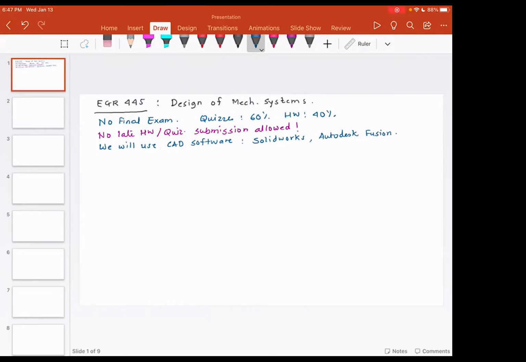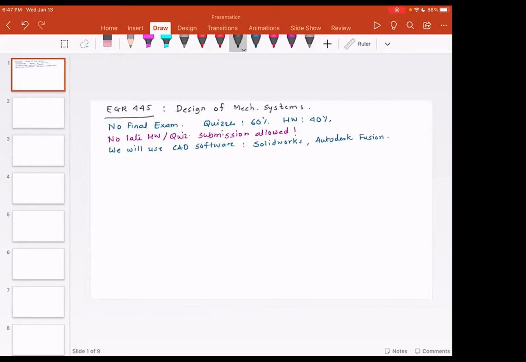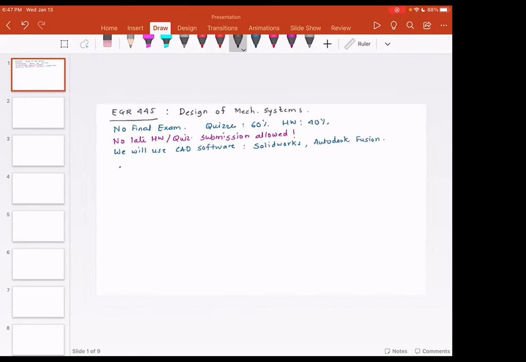So in today's class, we will start with reviewing the information that you already know. So we will start with the basic concept of stress. So what is stress? Stress is defined as load divided by area. Now load is actually force. So this is nothing but force divided by area. The unit of stress is Newton per meter squared.